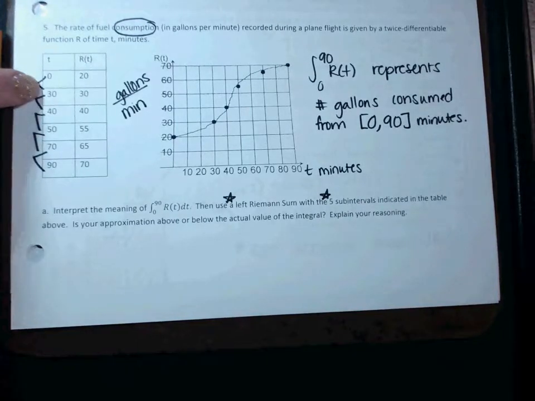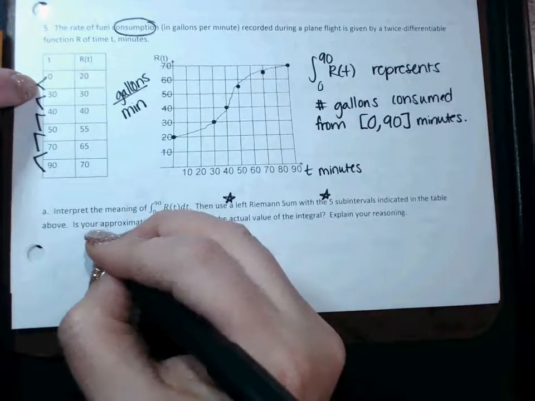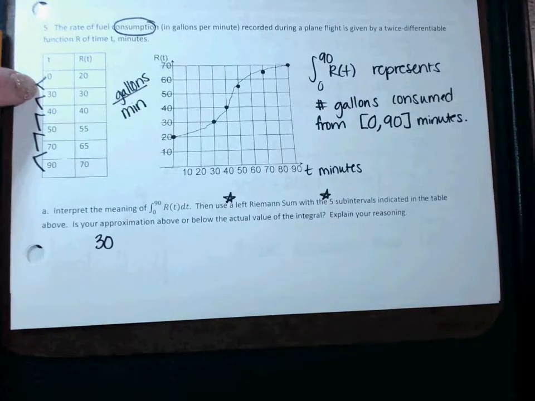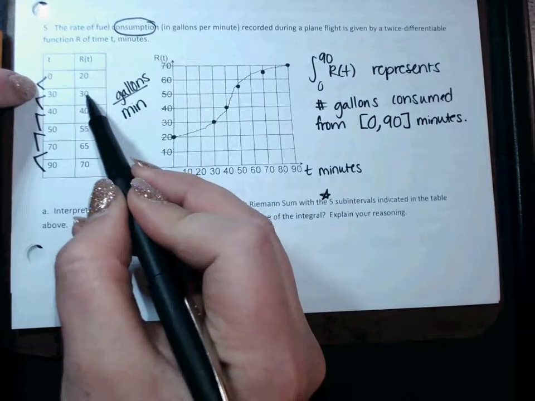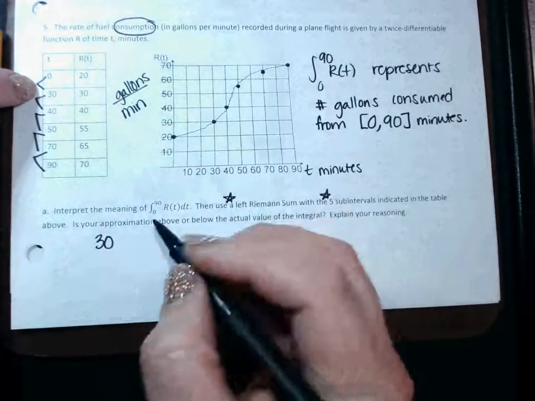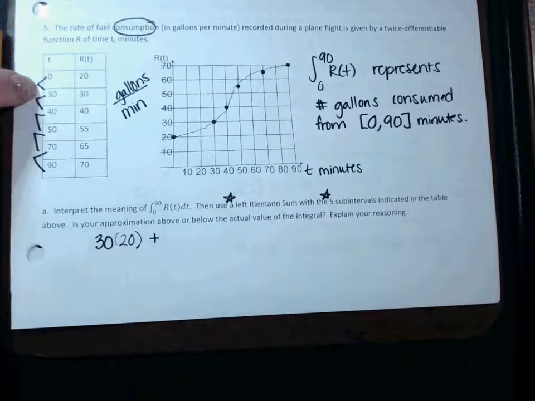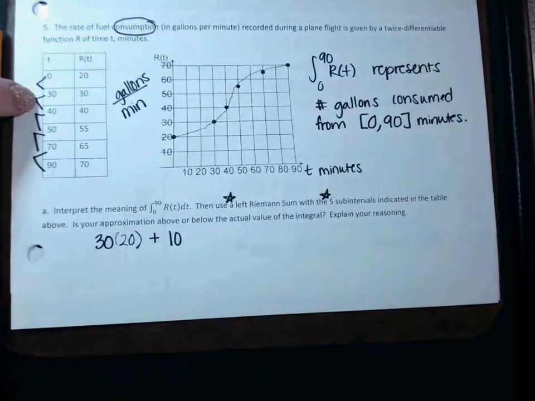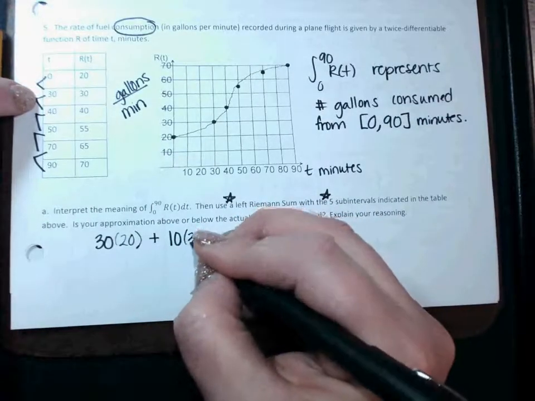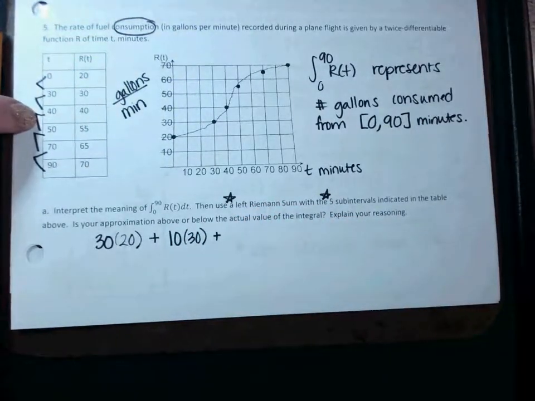Ready? First rectangle, from 0 to 30, how wide is that? 30. And what is my left endpoint? Is it the 20 or the 30 if I want the left one? 20. Very good. Okay, plus. Next one, I'm going from 30 to 40. How wide is that? 10. Which of those is the left y value? The 30 or the 40? The 30. Plus. My next rectangle is from 40 to 50. How wide is that? 10. Which is the left y value?